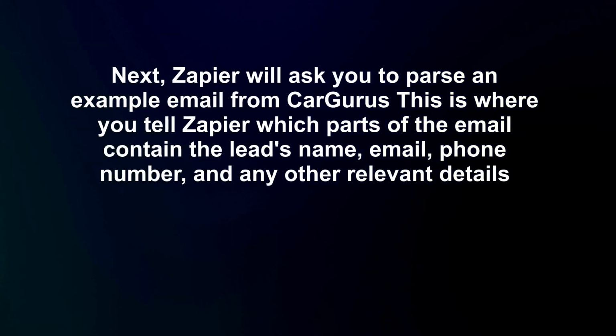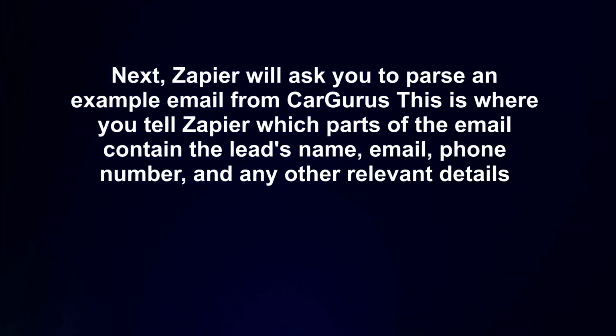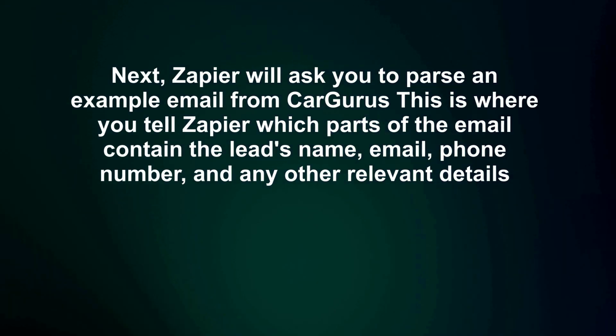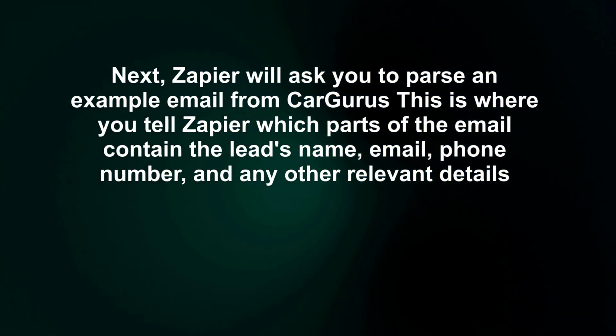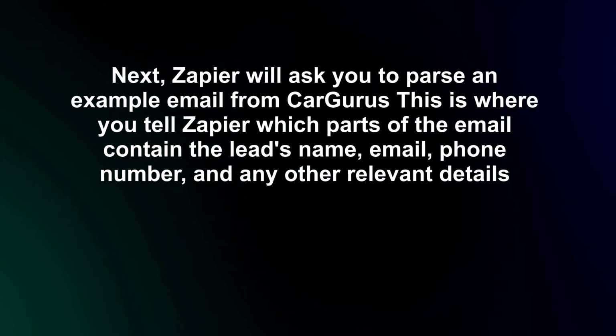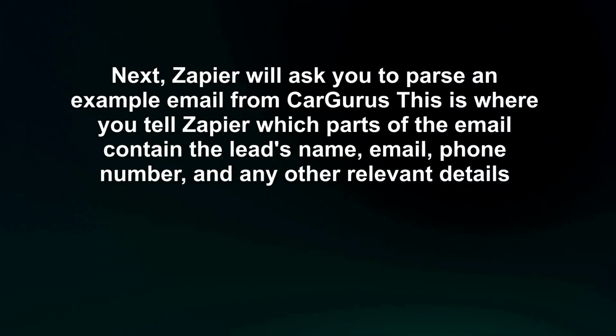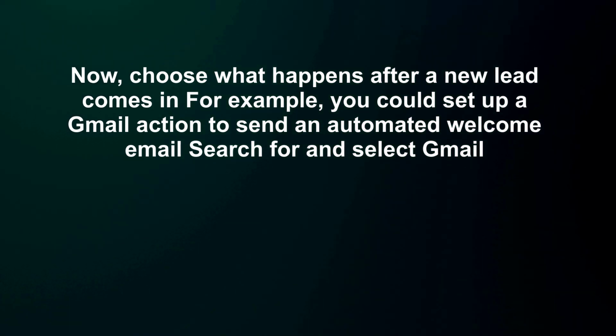Next, Zapier will ask you to parse an example email from Cargurus. This is where you tell Zapier which parts of the email contain the lead's name, email, phone number, and any other relevant details. Now, choose what happens after a new lead comes in.